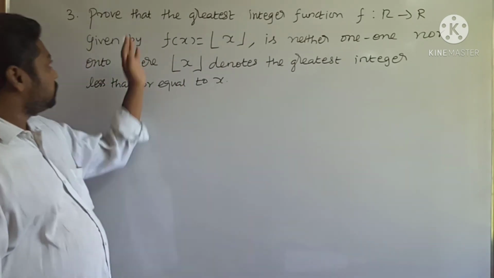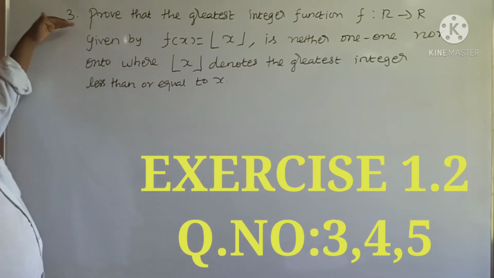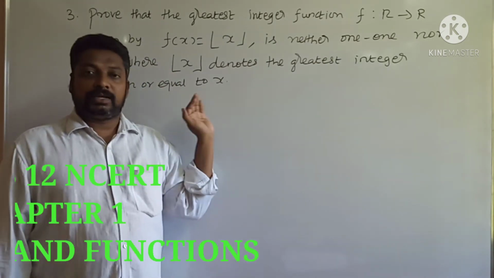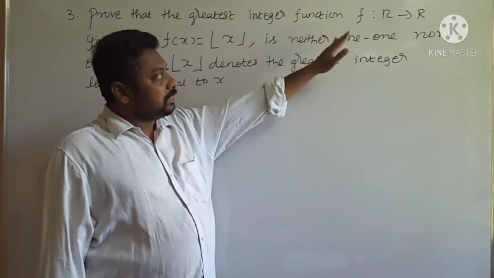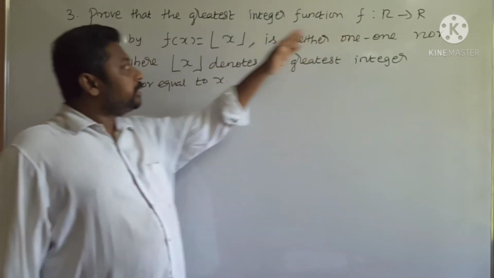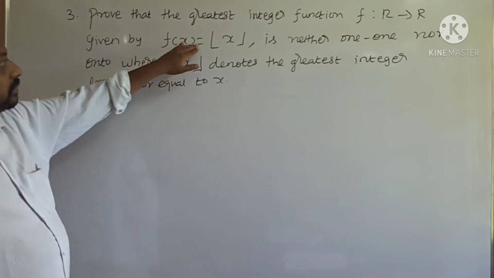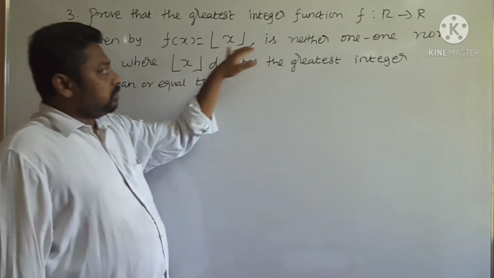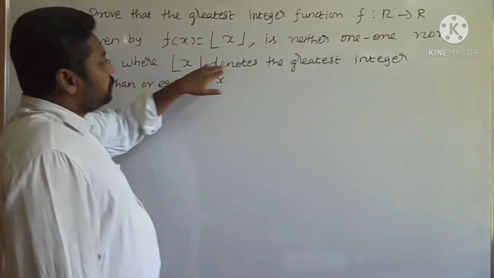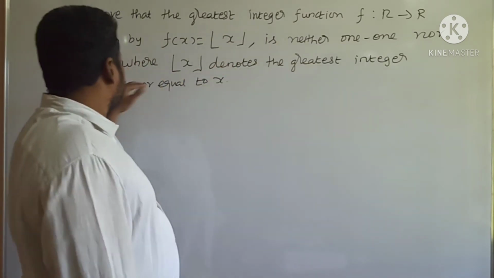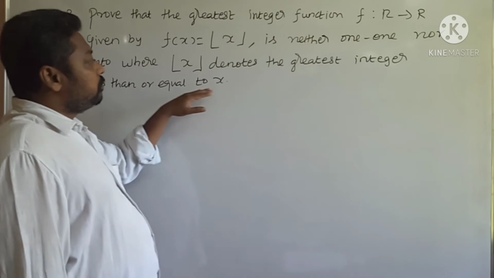Today we discuss exercise 1.2 from question 3 onwards in class 12 NCERT. Prove that the greatest integer function f from R to R given by f(x) = floor x is neither 1 to 1 nor onto, where floor x denotes the greatest integer less than or equal to x.